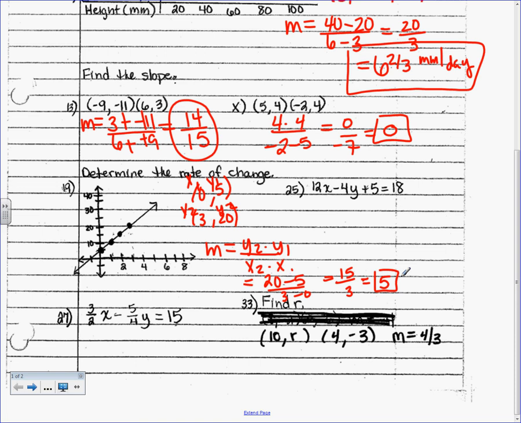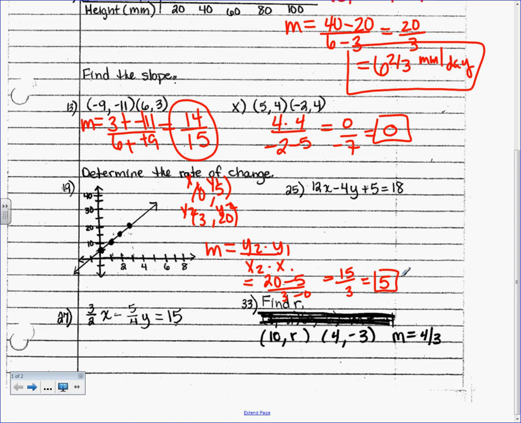On number 25, this one looks a little bit different, right? They didn't give us any ordered pairs. If you really wanted to, you could do it that way. I always show you the easiest way for the question that's given to you, but if you really want me to show you a different method, you just let me know, okay?